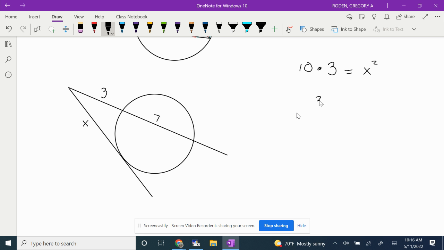So this is 30 equals X squared. We're going to square root both sides. This is a geometry problem, so I'm not going to worry about the negative. So X equals the square root of 30. Guys, is the square root of 30 reduced? Is there a perfect square inside 30? No, it's done. Square root of 30 is in reduced radical form. Got it? So this is the answer.